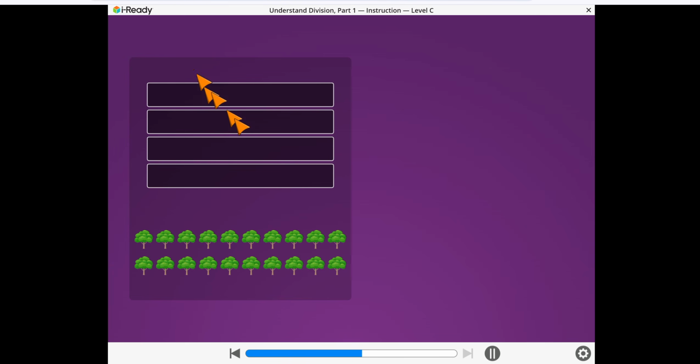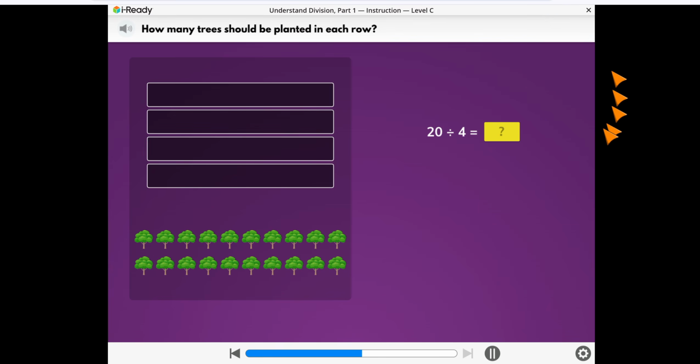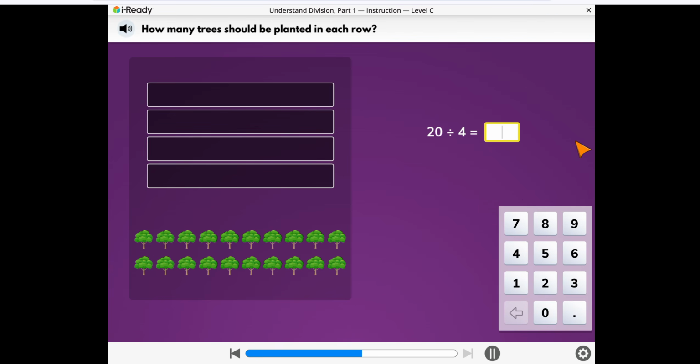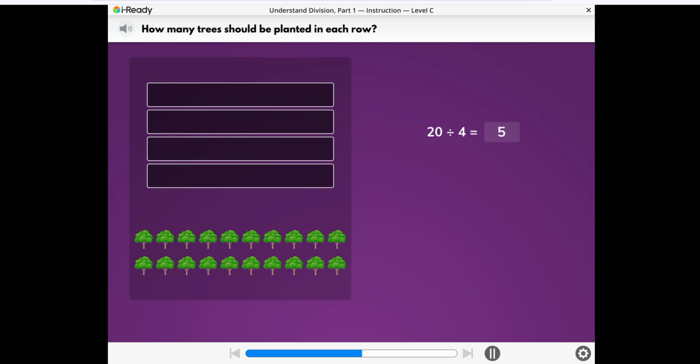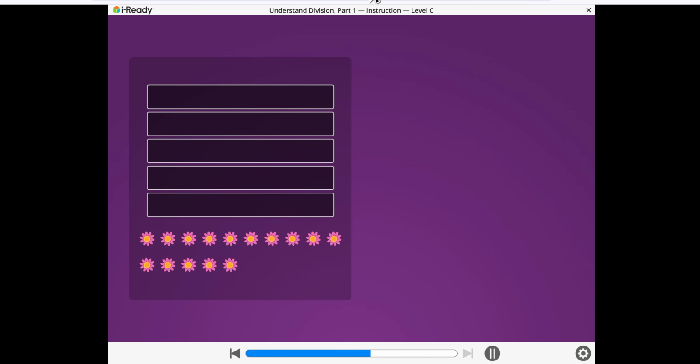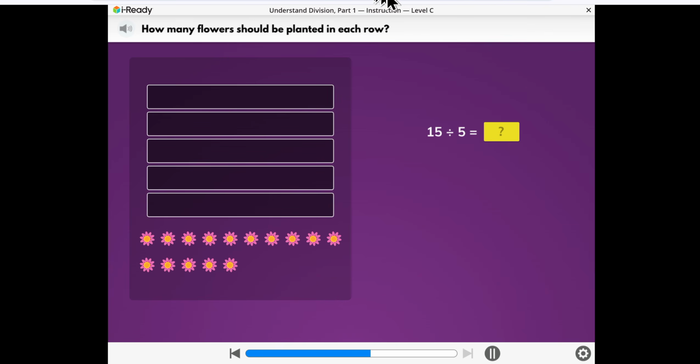There are 20 trees. They need to be planted in 4 equal rows. How many trees should be planted in each row? I'll meet you in a sec. Yes, we got it right, guys. There are 15 flowers and 5 rows. How many flowers should be planted in each row?